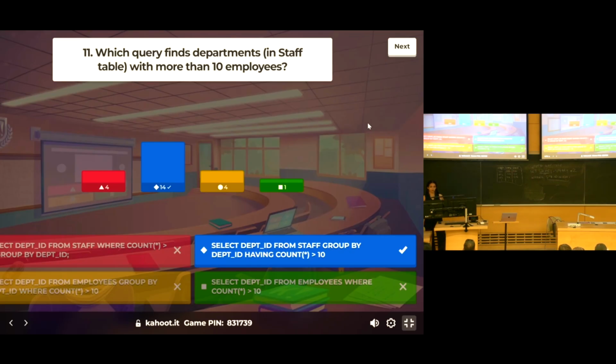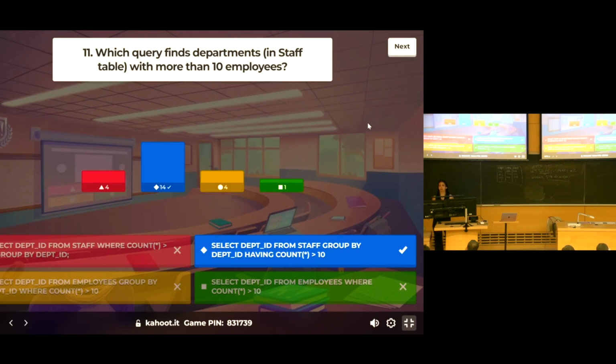The first one: SELECT department ID FROM staff WHERE COUNT(*) greater than 10 GROUP BY department ID. So what does this query do? We are in the staff table, right? Where we have these employees and some other information, like which department they are in, and we want to find the departments that have more than 10 employees.